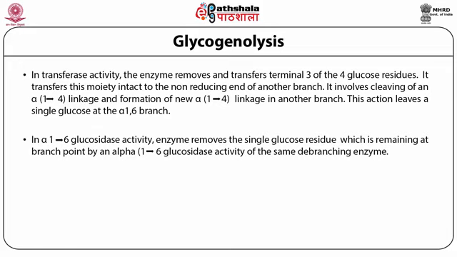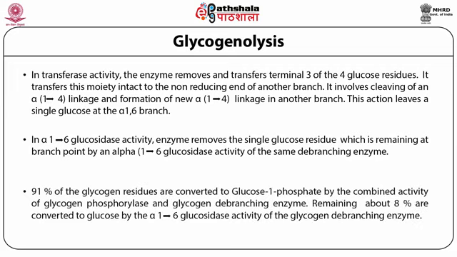In alpha-1,6 glucosidase activity, the enzyme removes the single glucose residue which is remaining at the branch point, by the alpha-1,6 glucosidase activity of the same debranching enzyme. 91% of the glycogen residues are converted to glucose 1-phosphate by the combined activity of glycogen phosphorylase and glycogen debranching enzyme. The remaining about 8% are converted to glucose by the alpha-1,6 glucosidase activity of the glycogen debranching enzyme.